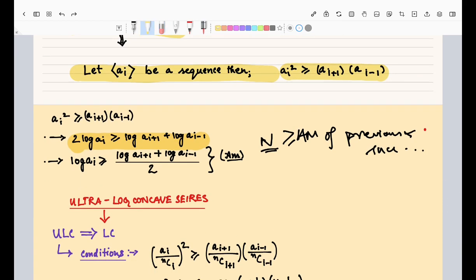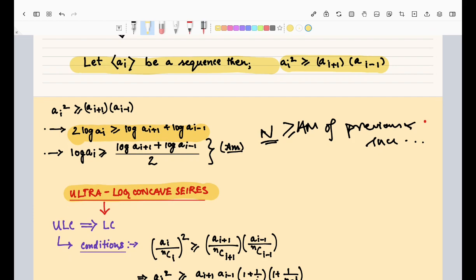So there is another thing, that is the ultra log concave series, right? We discuss it before going into the problem. In an ultra log concave series, what we say is that if a sequence is ultra log concave, then it is also log concave, right? Being ultra log concave, that is ULC, directly implies that the series is an LC, right? I am using the short terms, that is ULC and LC.